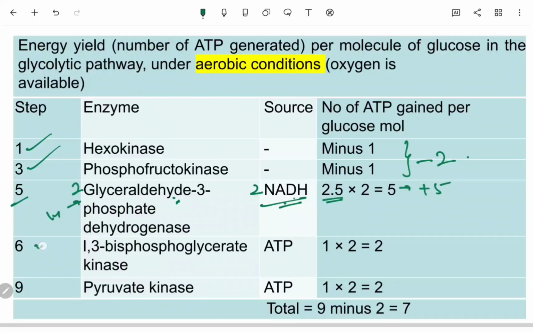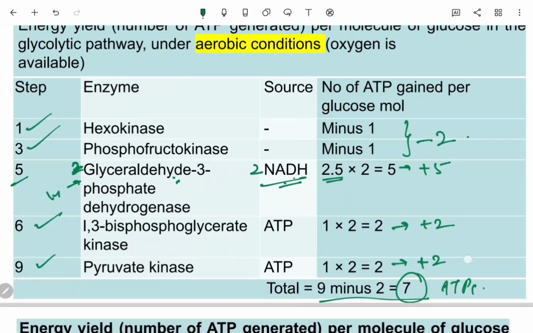Now step number 6 and step number 9. After step number 5, we are discussing 2 molecules in each step, 2 molecules of glyceraldehyde 3-phosphate. So in step number 6, there is generation of ATP, that means 2 molecules of ATP are formed, so it will be +2. And in step number 9 also there is generation of ATP, that will again count as +2. So altogether, there is 9 - 2, 7 ATPs. So aerobic glycolysis will give you 7 ATPs.